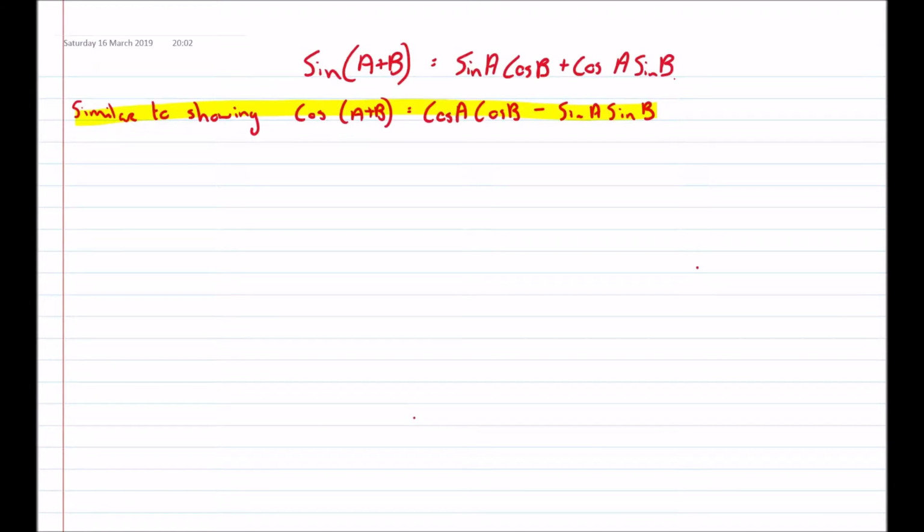In this video we're going to show that sine(A+B) equals sine A multiplied by cos B plus cos A multiplied by sine B. It's very similar to the video where we showed that cos(A+B) equals cos A cos B minus sine A sine B. Very similar in how we set it up. So the first thing we do, like in that video, is draw a right angle triangle.